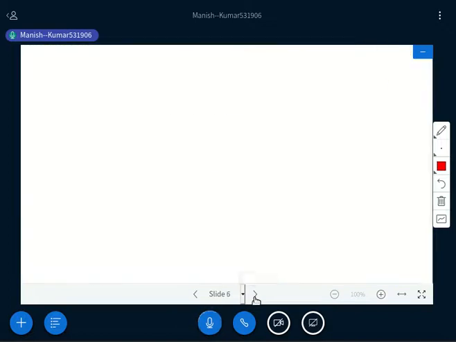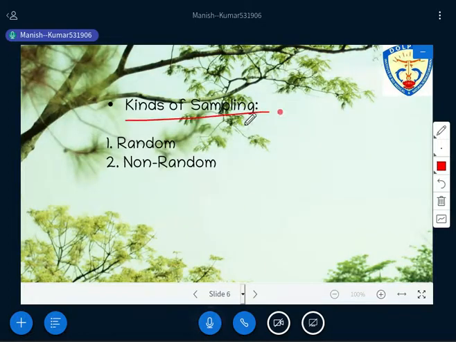So let me move to the next thing: the kinds of sampling. Here we are discussing the kinds of sampling from the perspective of forest inventories. In remote sensing I discussed probability and non-probability kinds of sampling, but here I am discussing the kinds of sampling used in forest inventories. There are two kinds of sampling to understand here: random and non-random. One by one I will explain everything.